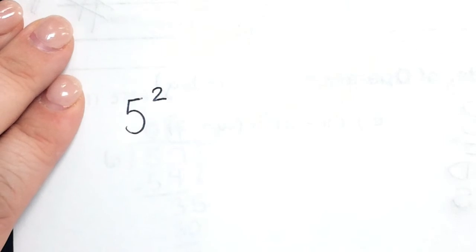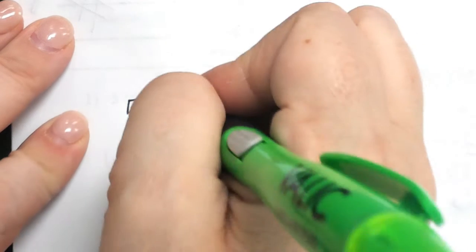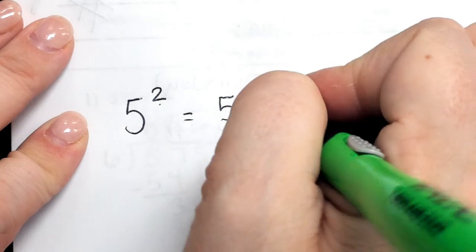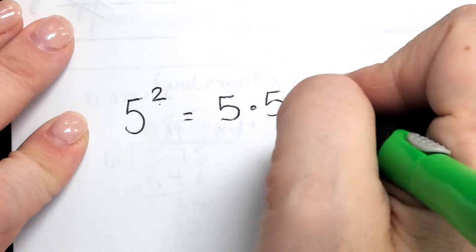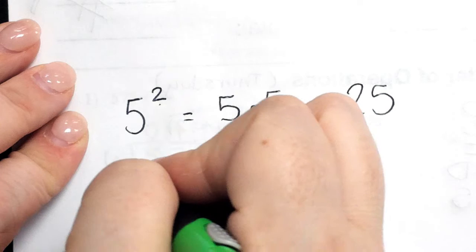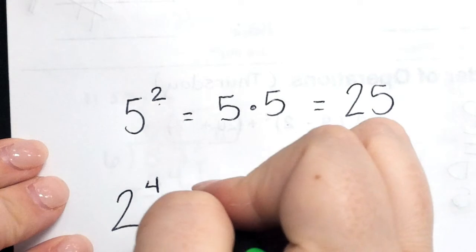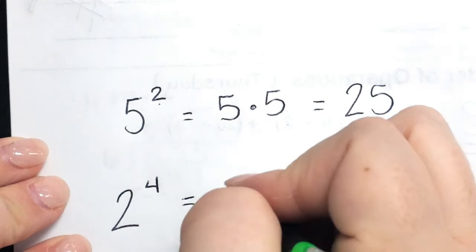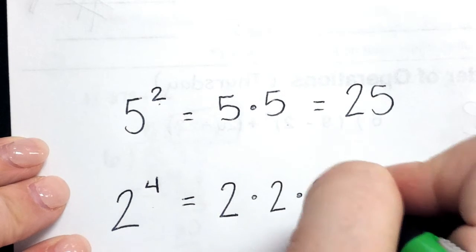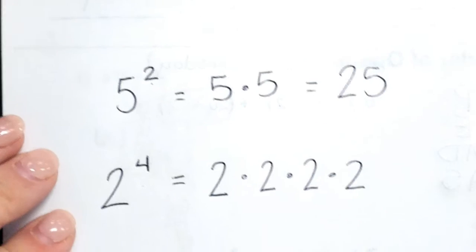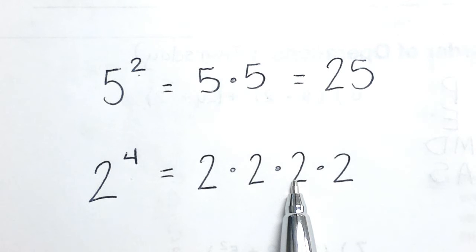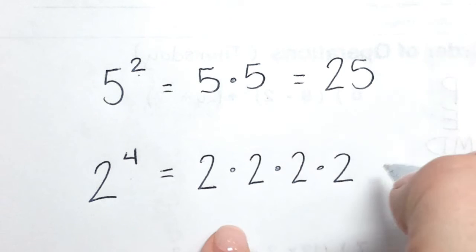Real quick, 5 to the second power. What number am I multiplying? 5. How many times am I multiplying it? 2. And what is 5 times 5? 25. That's all it's saying. If I have 2 to the 4th power, what number am I multiplying? 2. How many times? 4 times. So that means 2 times 2 times 2 times 2. All right? 2 times 2 is 4, times 2 is 8, times 2 is 16.